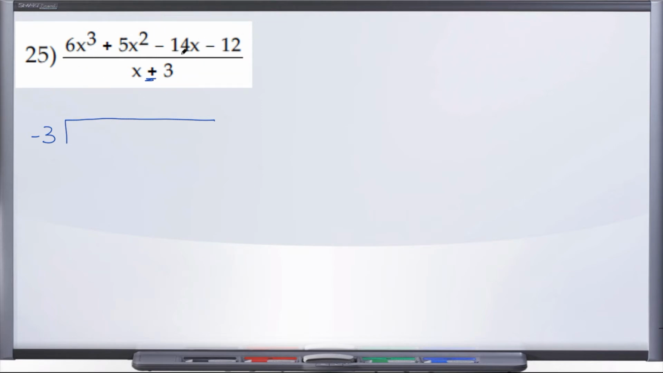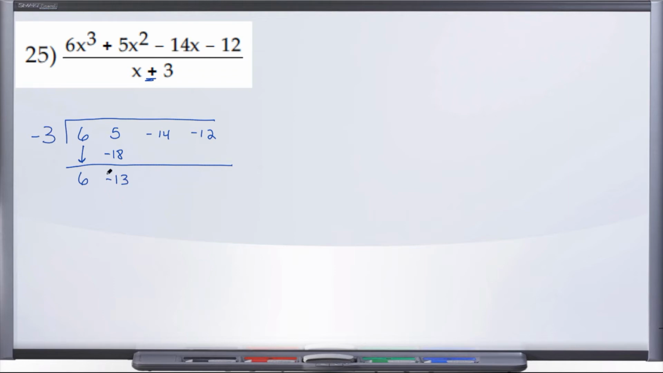So again, let's take the coefficients of our terms in the numerator. So 6, and then 5, negative 14, negative 12. And then we're going to skip a line and draw a straight horizontal line. And for synthetic division, we always bring this first number down no matter what it is. And now we're going to perform some multiplication. So negative 3 times 6 is going to give us negative 18. And 5 minus 18 is going to give us negative 13.